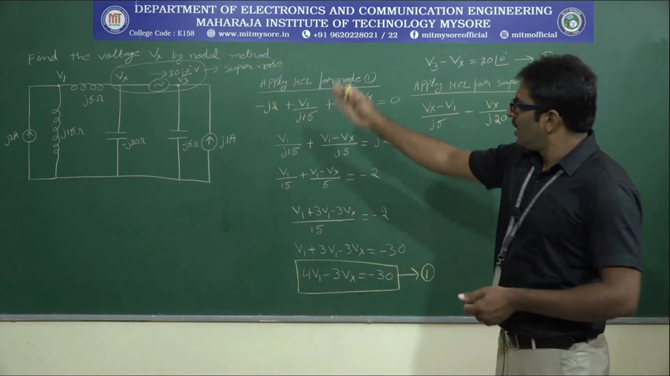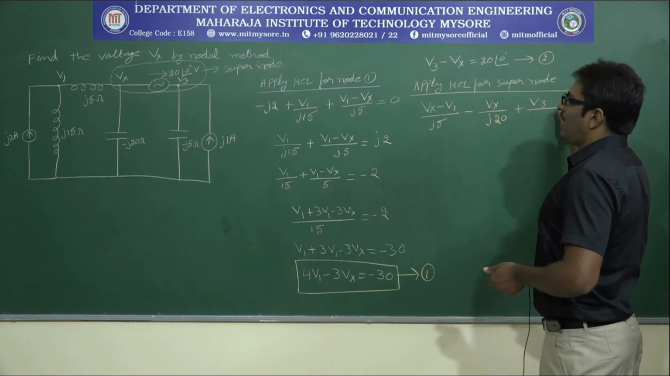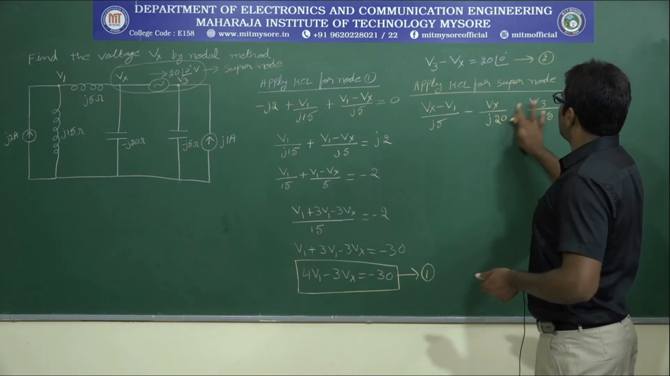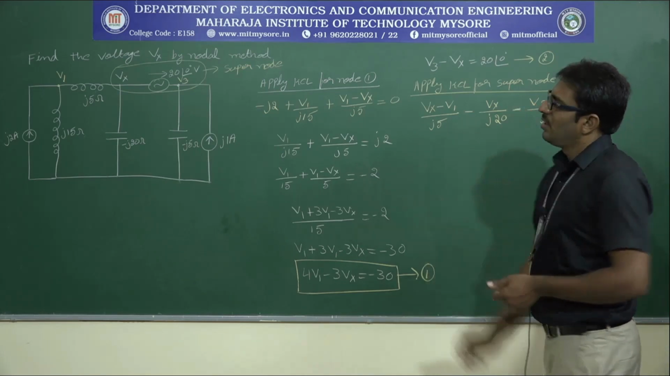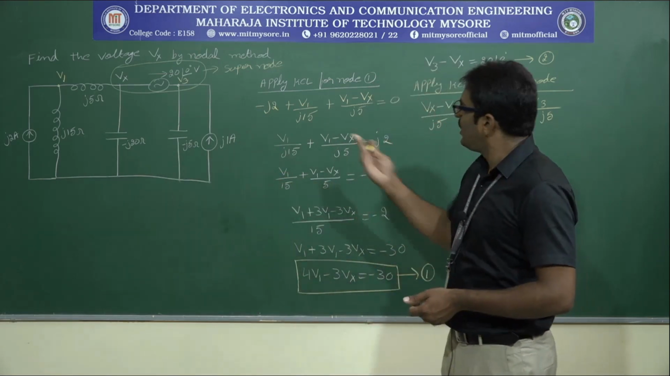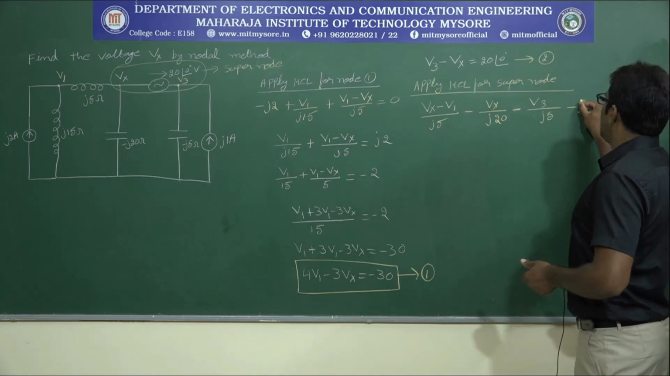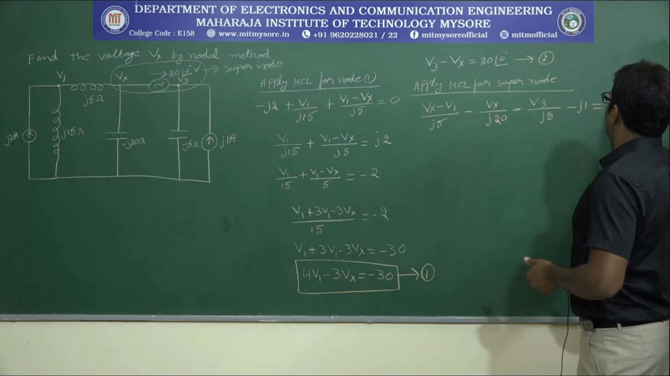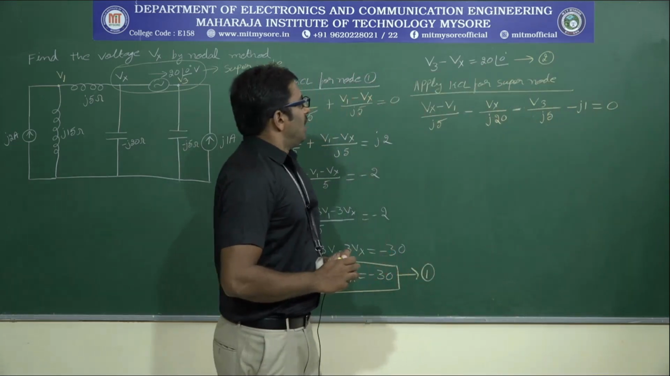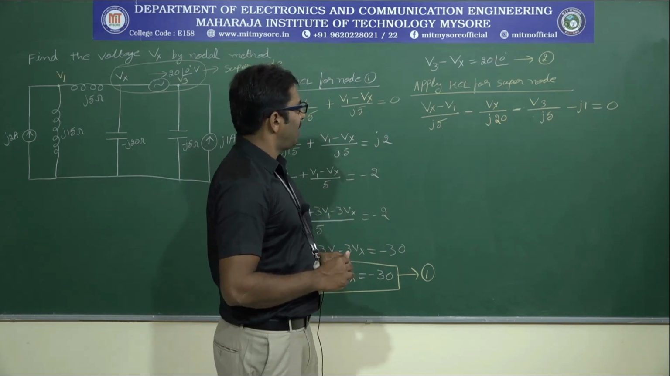Is that clear? Next branch, V3 divided by j minus j5, this minus we can write here. Finally, this j1 ampere current source is entering the node, so what is the sign? Minus j1, that is equal to 0. Is that clear?